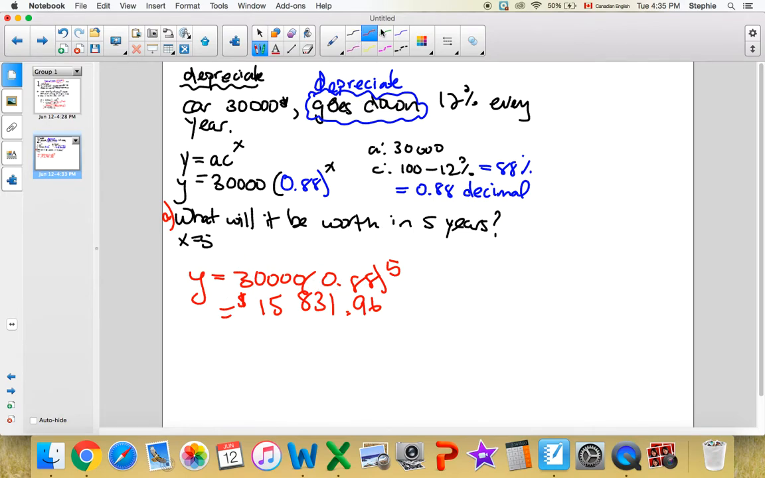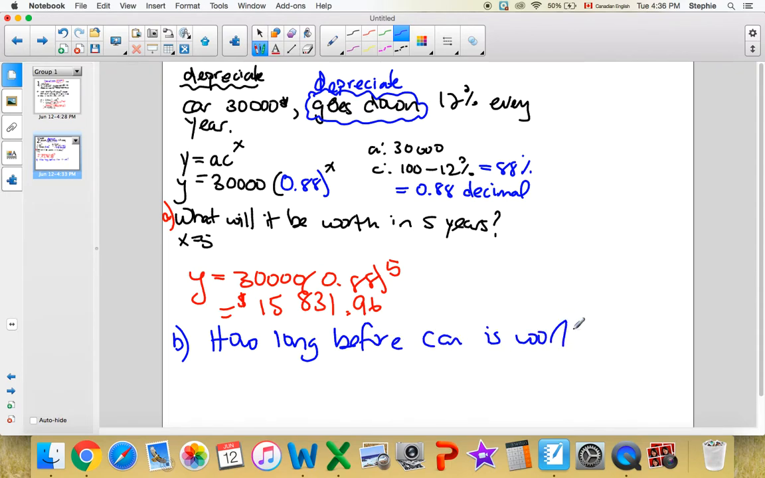Now, what if I ask you a different question? And this is where the logs come in. And we'll just show you logs and I'll re-explain it in the next screen. So what if I say, how long before the car is worth $10,000? So obviously my answer should probably be more than 5 since in 5 years it was at 15,000. But let's just say I didn't know that.